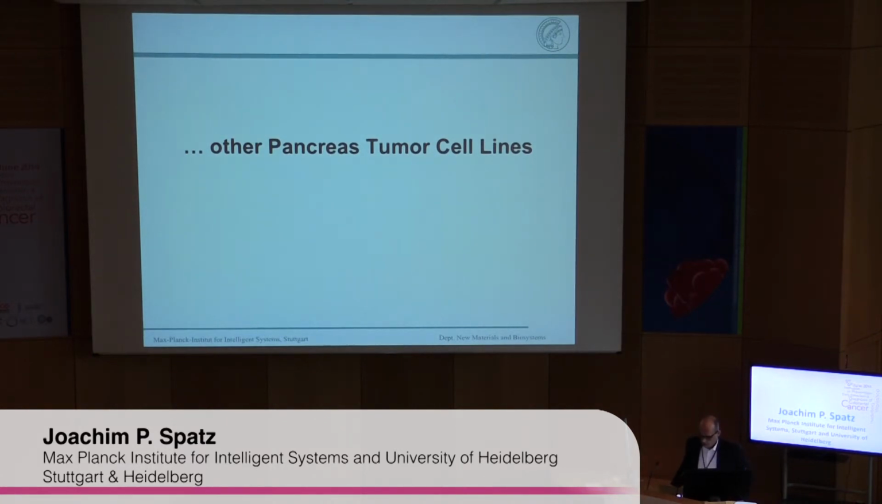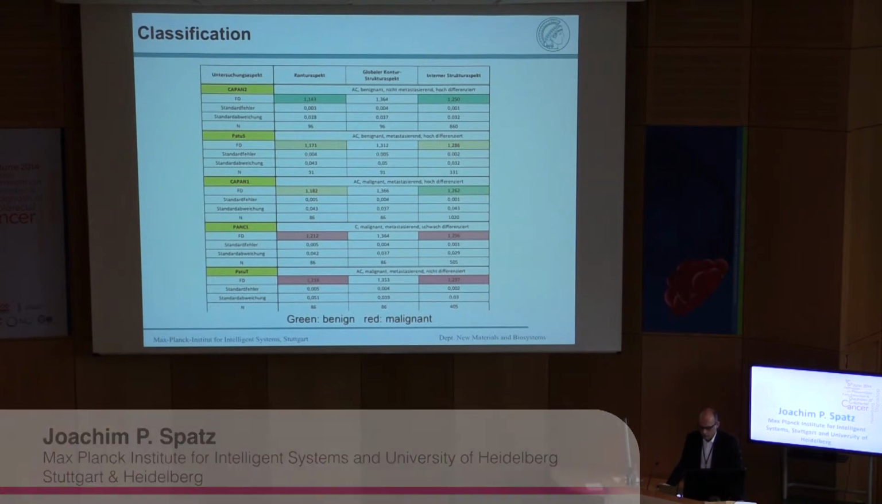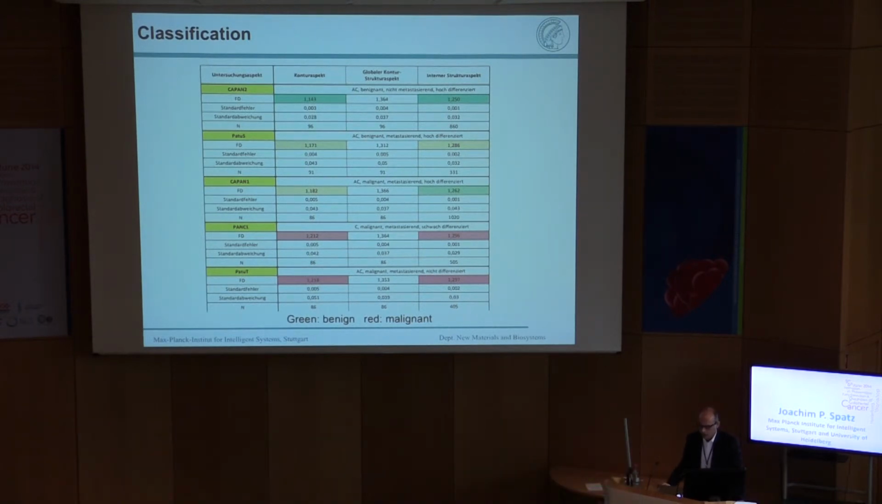We then went further to other pancreas tumor cell lines. We looked here at, for instance, CAPAN2, CAPAN1, PA2S, PA2T, and PANC1, which vary in their aggressiveness. PA2T is known to be the most aggressive one, and CAPAN2, for instance, is the least aggressive one, and then there are intermediate ones.